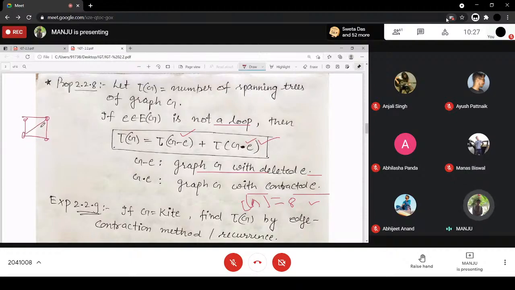We have this as the kite, right? You take any edge, this one, or this one, this one. I'm just taking the middle one. This was G. You transform and get the two graphs G minus E and G dot E. Clear? G contracted with E. G minus E will look like C4, no? And for C4, how many spanning trees exist? For C4, how many spanning trees exist?